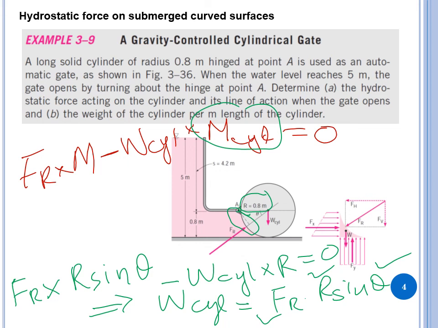I hope it is clear to you now how to find out hydrostatic force on submerged curved surfaces. If you have any questions, you can ask me now.